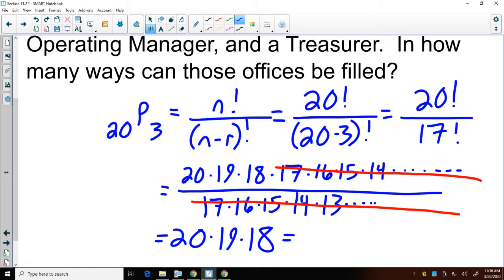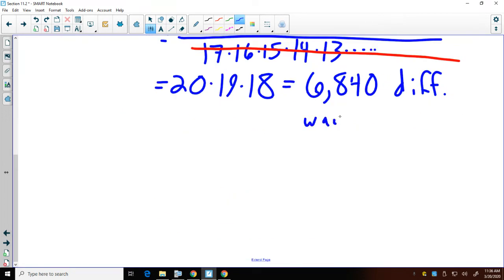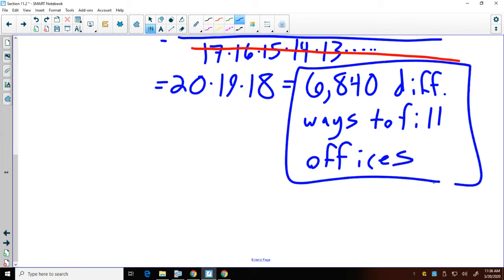So if we take 20 times 19 times 18, you get 6,840 different ways to fill the offices. And that's it. All right, that's my one time I'm going to show you by hand.